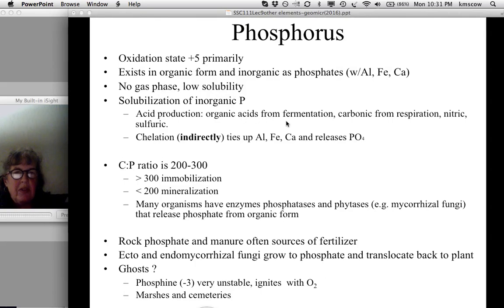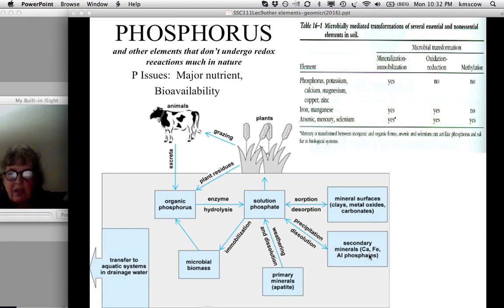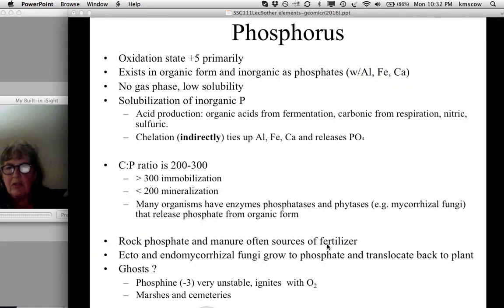I think you remember the ways that microbes produce acids: through fermentation, making organic acids; from respiration, making carbonic acid; from nitrification, producing nitric acid; and from sulfur oxidation, producing sulfuric acid. So all of these acids can lead to increased solubilization of inorganic P. That means pulling the inorganic phosphorus out of these kinds of secondary minerals.